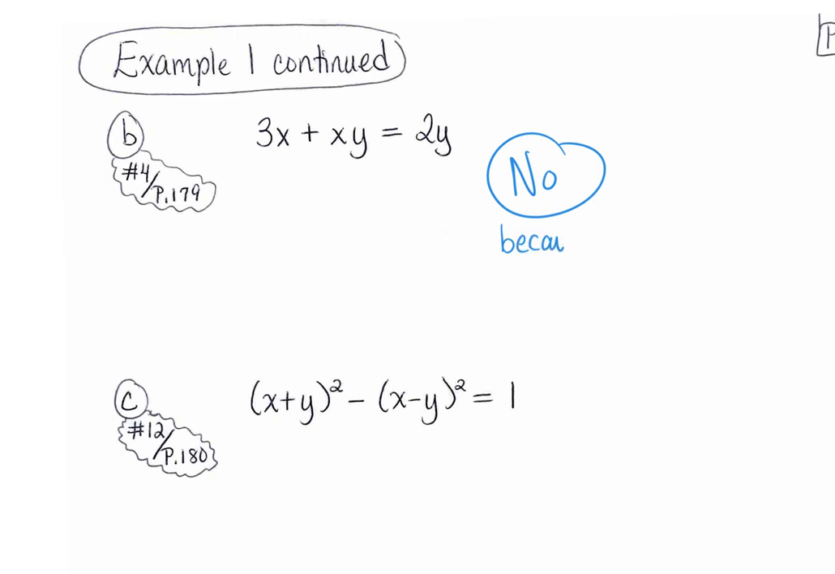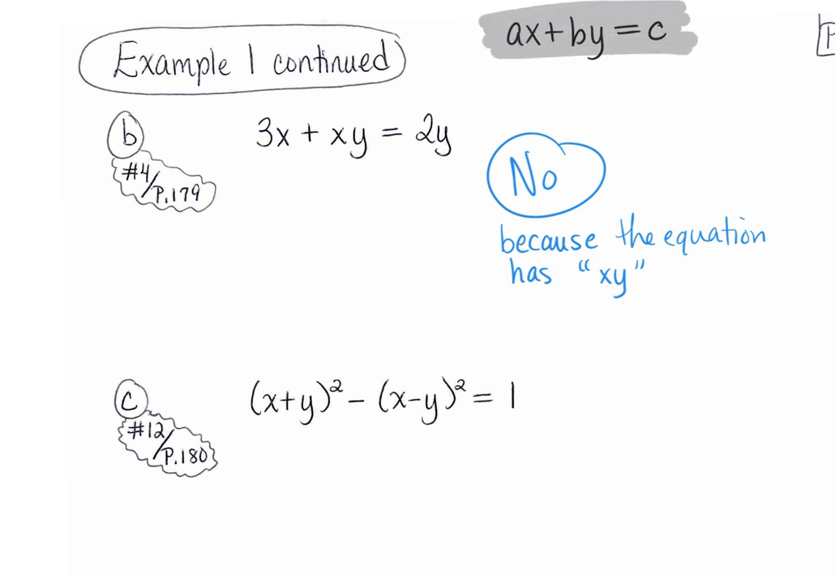Because the equation has, quote unquote, the xy in it, right? So we know in the back of our minds that we should be trying to see if we can write the equation in this form. That's what we're keeping in mind, that highlighted part. So that's impossible with part B.